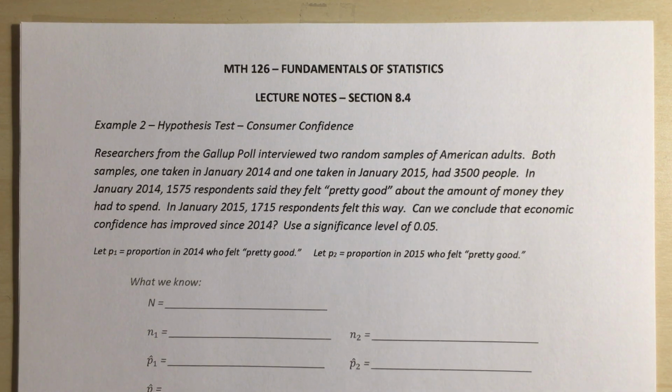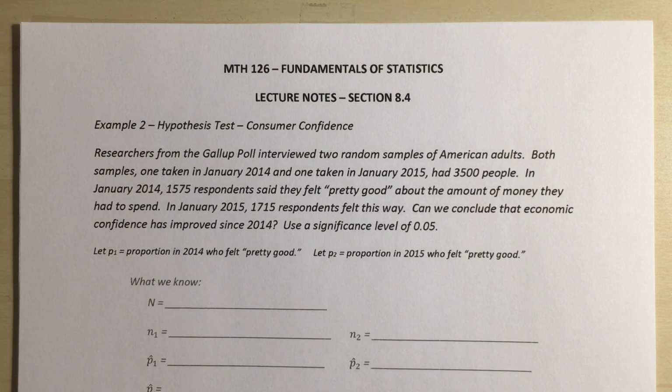Right, one final example for section 8.4. So again, we're going to be comparing two different samples here in our population. Researchers from the Gallup poll interviewed two random samples of American adults. Both samples, one taken in January 2014 and one taken in January 2015, had 3,500 people.